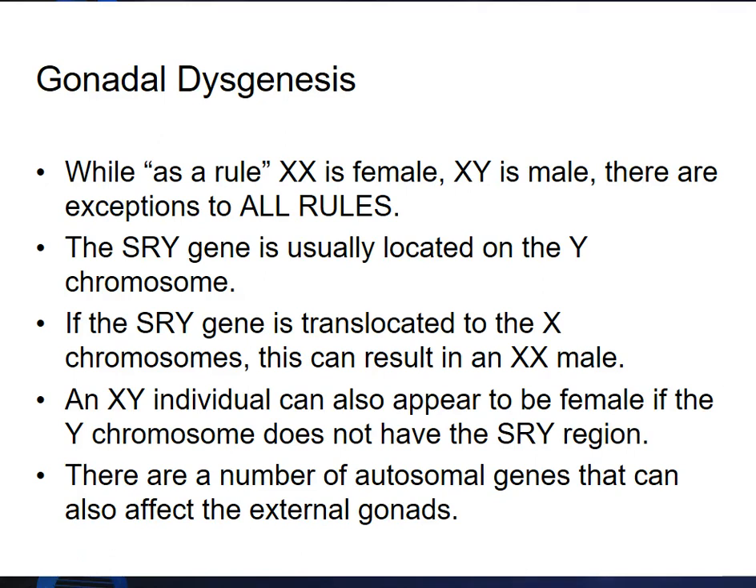Gonadal dysgenesis. Well, as a rule, XX is a female and XY is a male. One thing about genetics is there are exceptions to every rule. The SRY gene is located on the Y chromosome. If the SRY gene is translocated to the X chromosome, it can result in XX, SRY, resulting in external male genitalia or an XX male. If the XY individual has a deletion of the SRY region, it can result in an XY female.